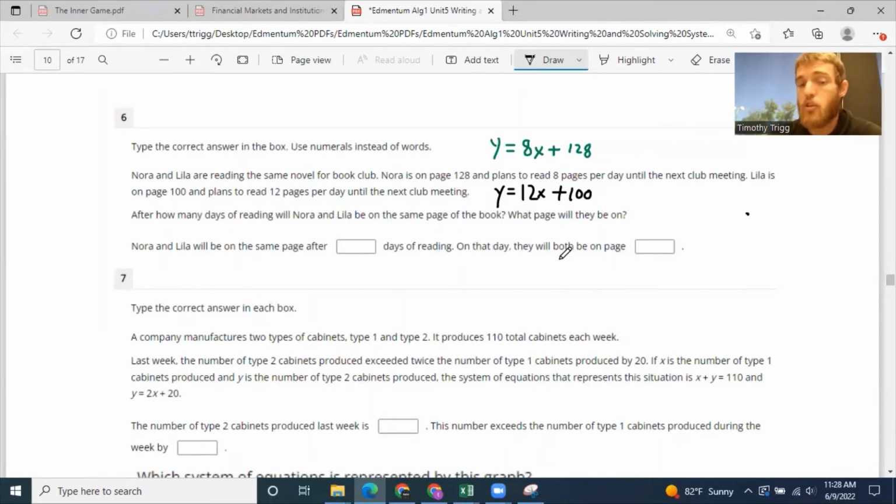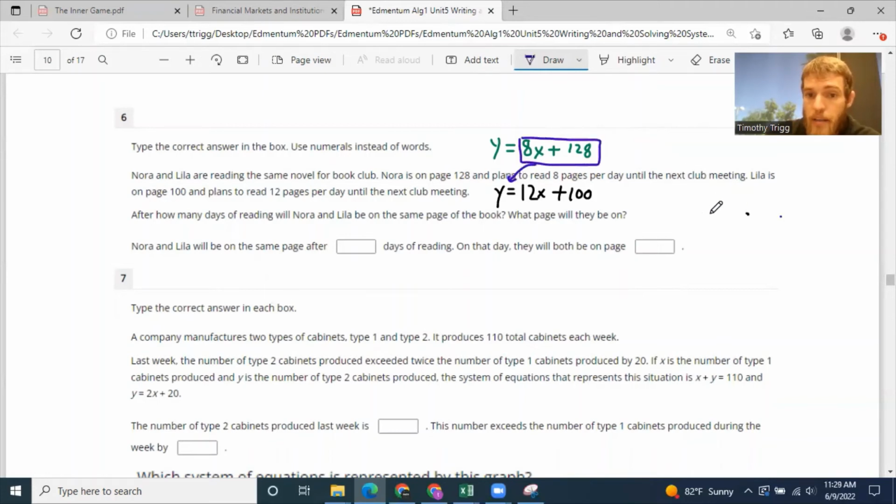So we're going to use substitution. One thing you can do, though, is graph the 2 lines and see where they cross. The x value will tell you after how many days they'll be on the same page, and the y value will tell you what page they end up on. Now, using substitution, we would just put these 2 equations equal to each other because they both equal y. Y equals this, so I'm going to replace the y with that.